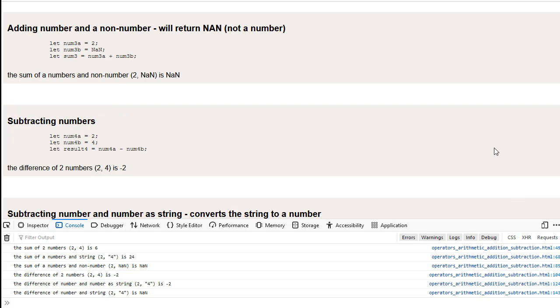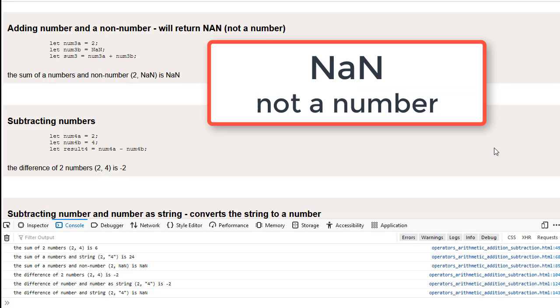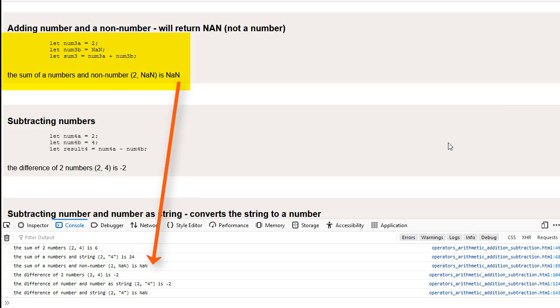We also have a value that can possibly be returned by JavaScript, which is capital N, lowercase a, capital N. That stands for not a number. If the value of one of the operands is not a number and we try to perform a calculation, that is what the result will be. We will probably see this again later in this course.